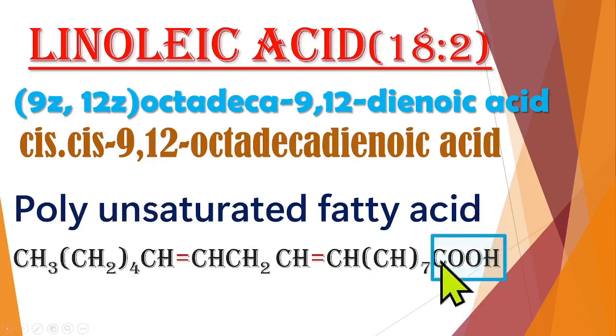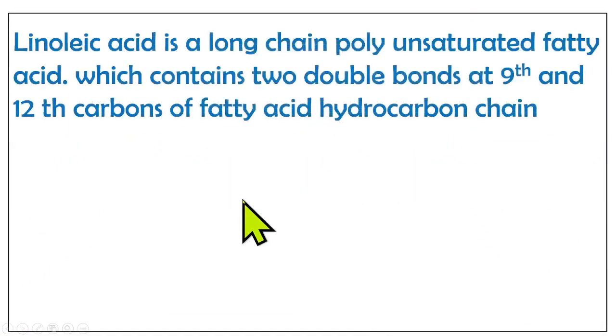This is the first carbon of the hydrocarbon chain, which is also the carboxylic group. It contains COOH, and this one is the last carbon, known as the omega carbon. It is a methyl group. Linoleic acid is a long chain polyunsaturated fatty acid which contains 2 double bonds, one at the 9th and the second at the 12th carbon of the hydrocarbon chain.